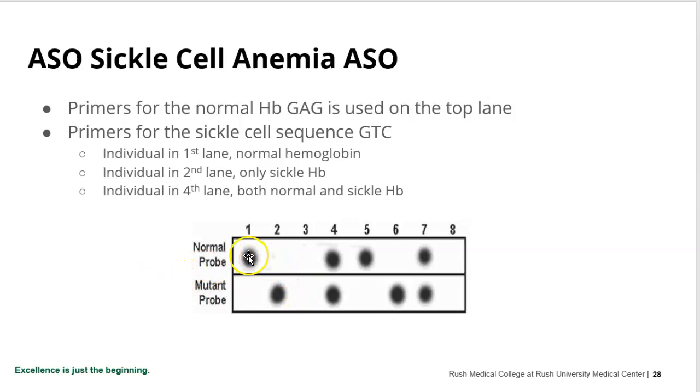So in this individual, all we have is normal hemoglobin. In this individual, all we have is sickle. Okay? This individual didn't work at all. But anyway, this individual has normal and sickle. So this would be a carrier: normal, sickle, carrier. So we can determine on this ASO test, which is, again, a combination of PCR, if they're normal or sickle or even carrier.